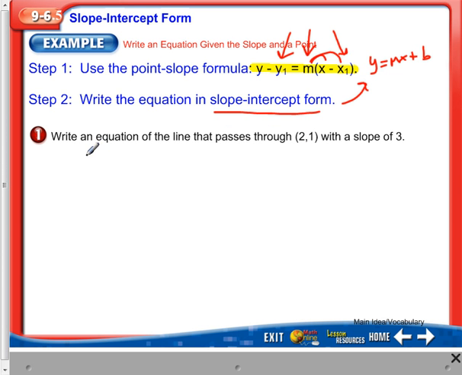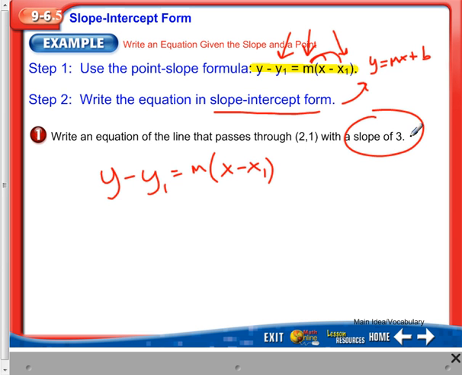We're going to write an equation of the line that passes through (2, 1), with a slope of 3. Let's start with our point-slope formula: y minus y1 equals m times the quantity x minus x1. This is my slope, so this is m, and obviously this is x1 and y1. Let's plug these numbers in. We leave y just like that. We're only substituting in y1, and y1 is 1, and m is 3. Then we leave x alone, and x1 is 2.